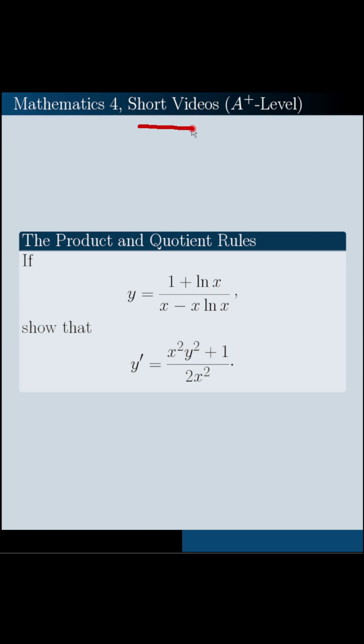Hello, in this short video I'm going to solve the following A+ level question. If y is (1 plus ln x) over (x minus x ln x), show that y prime equals (x squared y squared plus 1) over 2x squared. Pause the video at this point and give it a try.